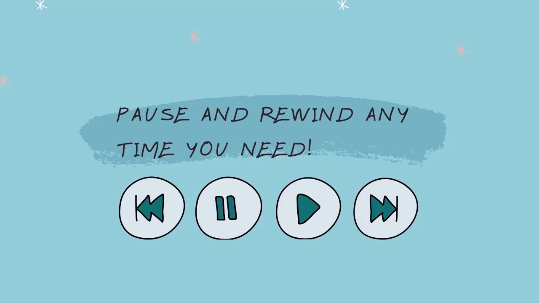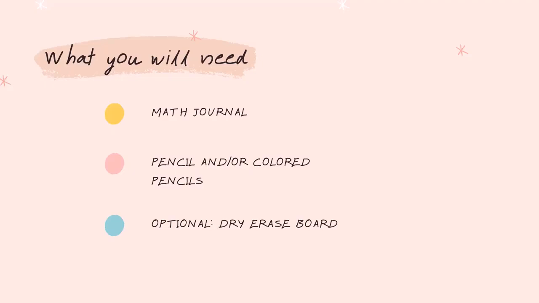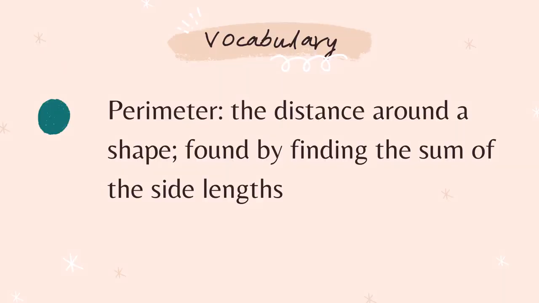Remember, during this video, you can pause and rewind anytime you need. Today, you will need your math journal, a pencil or colored pencil, and you can also use your dry erase board. Pause the video now so you can copy the vocabulary into your journal. Perimeter: the distance around a shape, found by finding the sum of the side lengths.